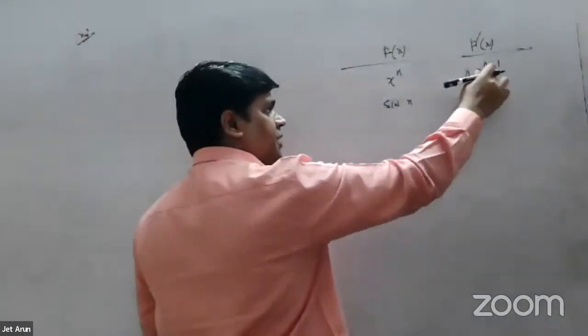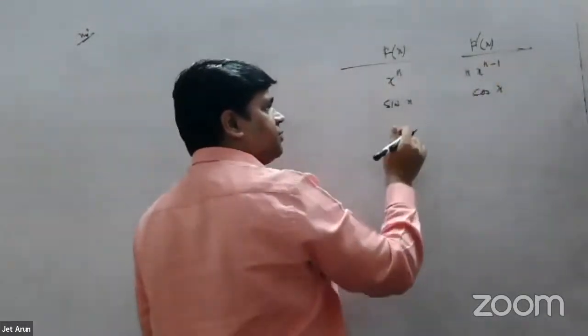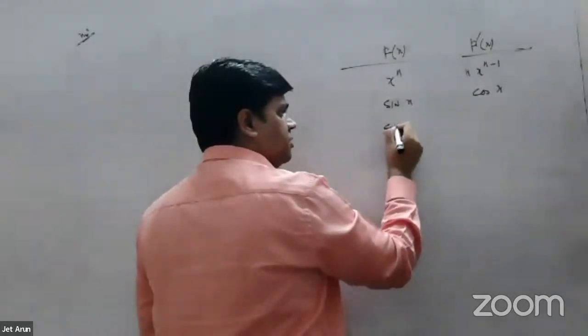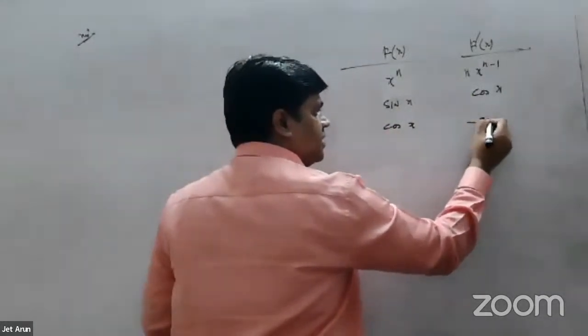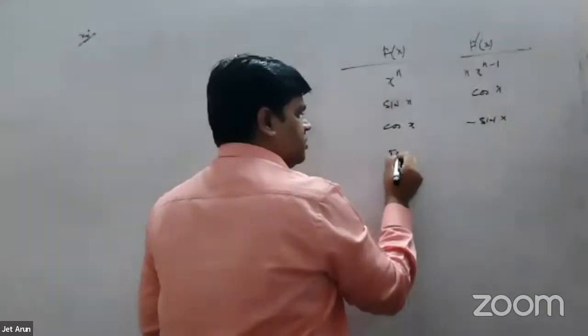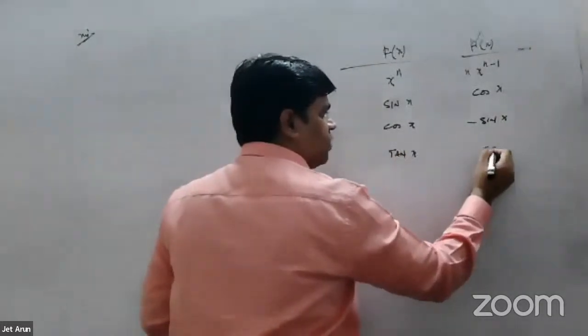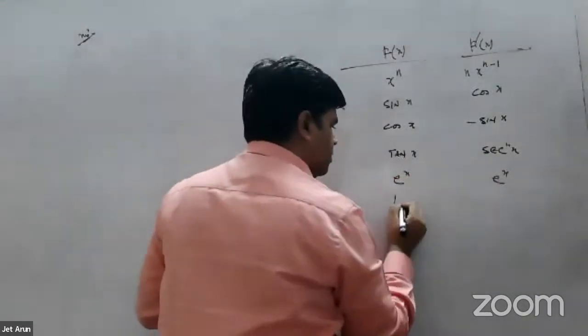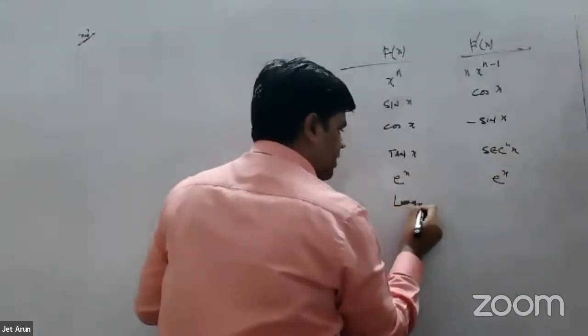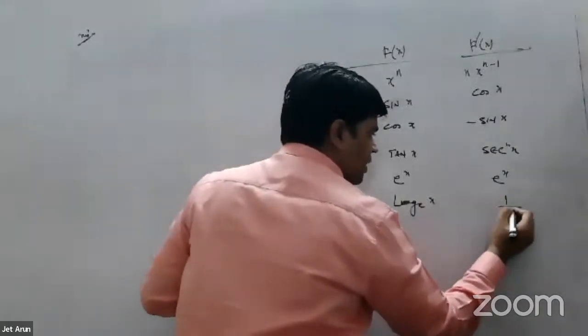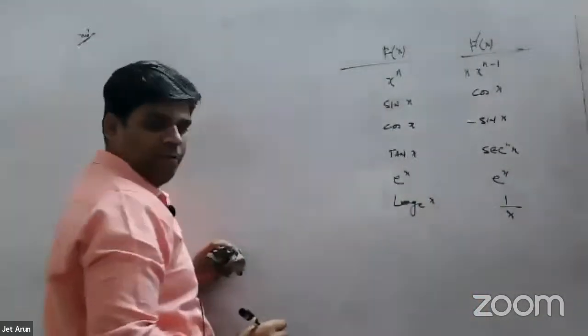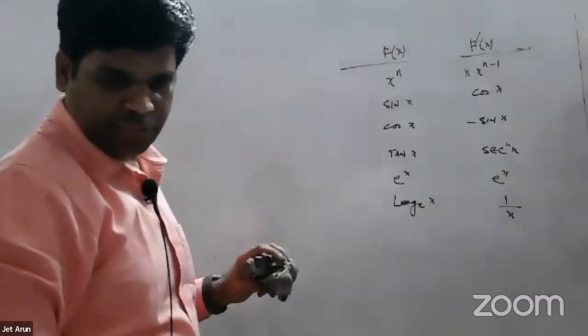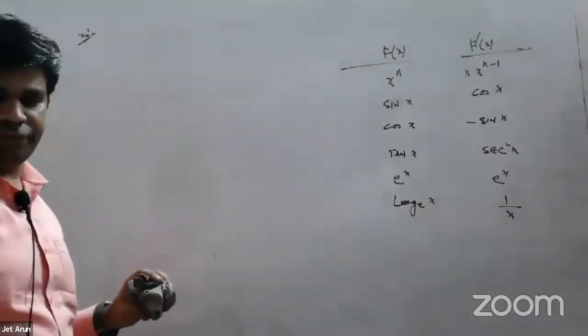X power n gives me n x power n minus 1. The derivative of x power n is n x power n minus 1. Sin x gives cos x. Cos x gives minus sin x. Tan x gives secant square x. E power x gives e power x. Ln x, the natural log, gives 1 by x. All right, these would be sufficient as of now.